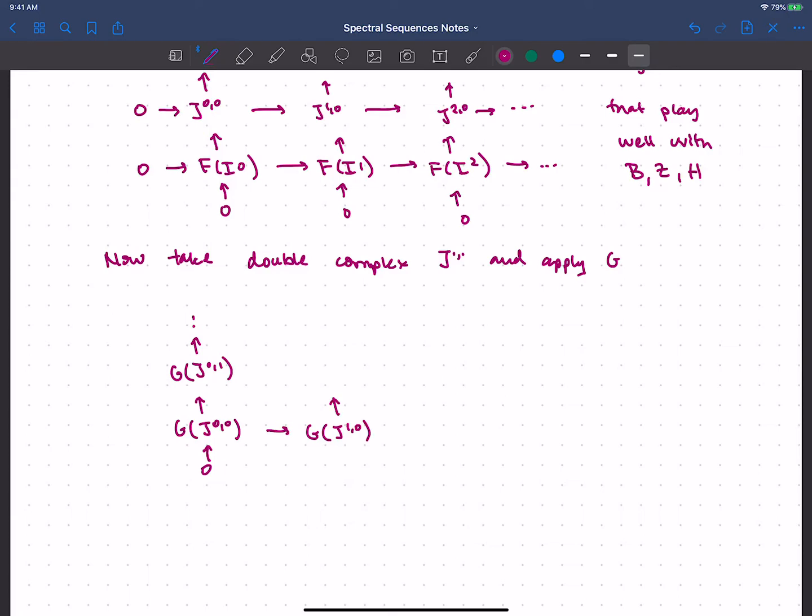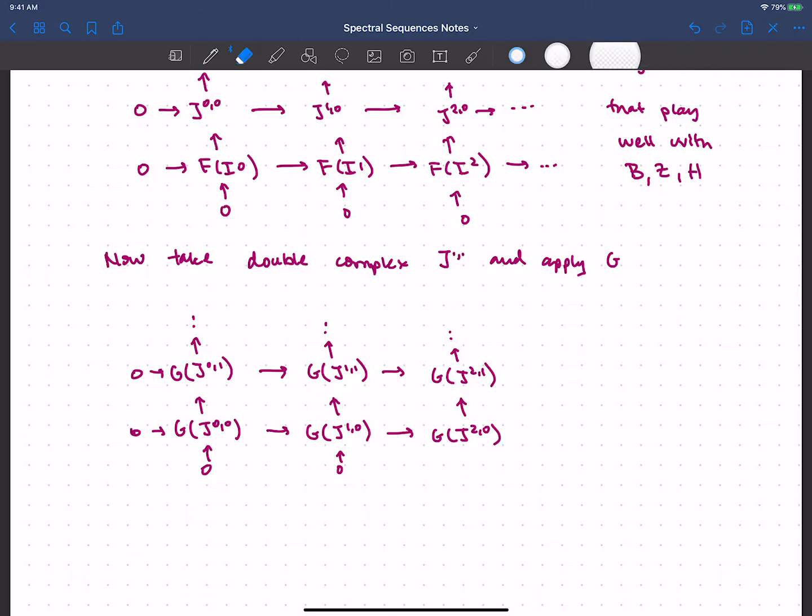So that's 1,0, 1,1. Of course, we've got zeros on the edges, and really zeros forevermore, right? So this is the first quadrant double complex. Then maybe just to do a little bit more, 2,0, oops, 2,1, so on. Okay, you get the idea. Okay, so this is the double complex that I want to work with.